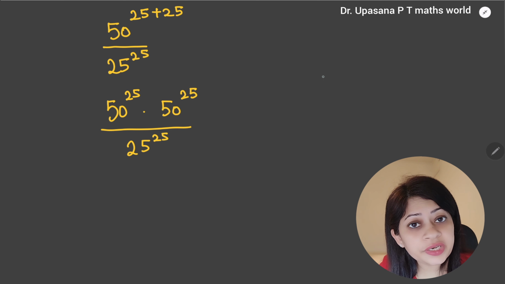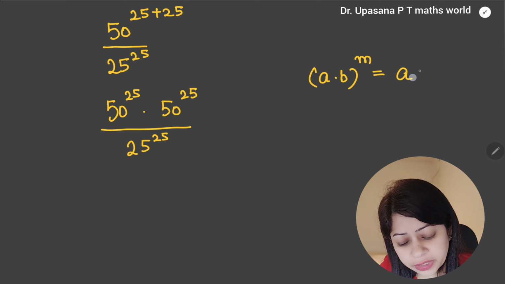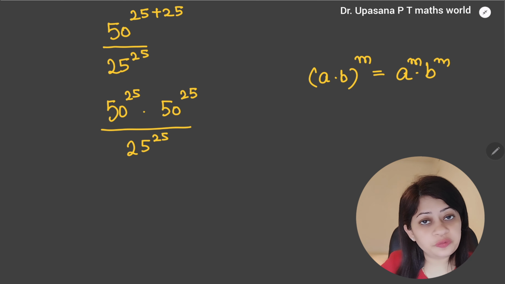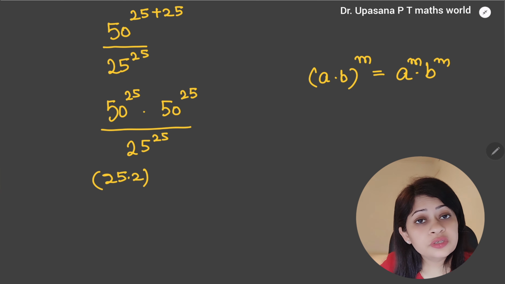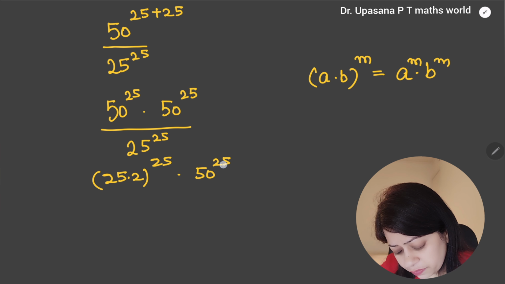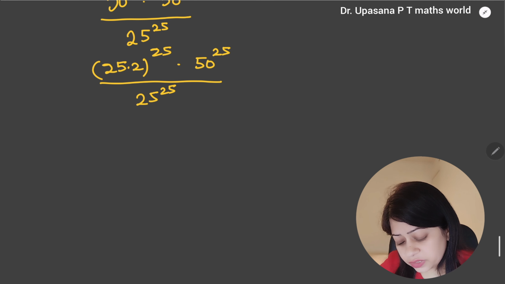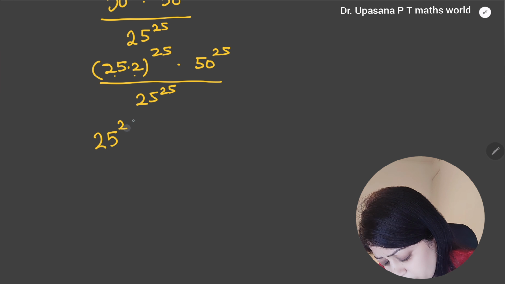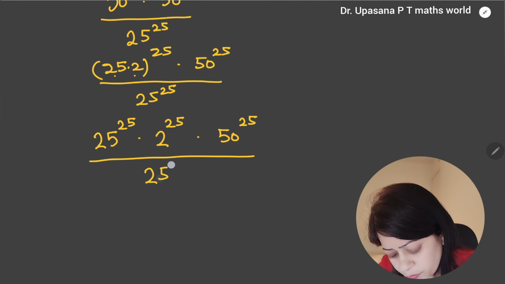Now another rule we need to know is a multiply b raised to power m is equal to a raised to power m multiply b raised to power m. Okay, so 50 is nothing but 25 times 2, right? So 25 times 2 raised to power 25 times 50 raised to power 25 by 25 raised to power 25. Now if we see this term, this is a times b raised to power 25. It will become a raised to power 25 times b raised to power 25, and this is 50 raised to power 25 divided by 25 raised to power 25.